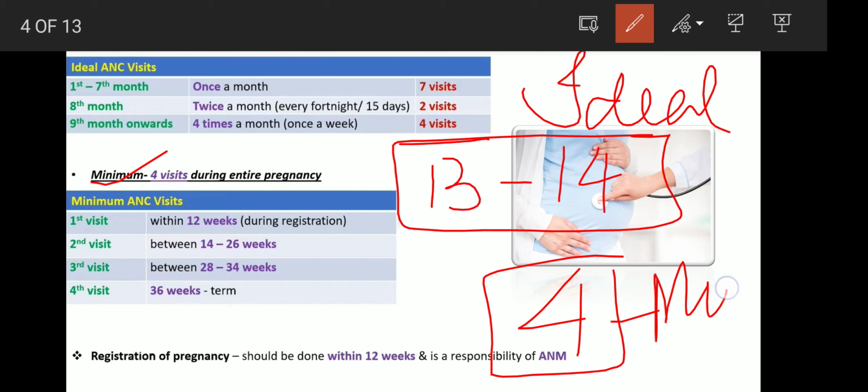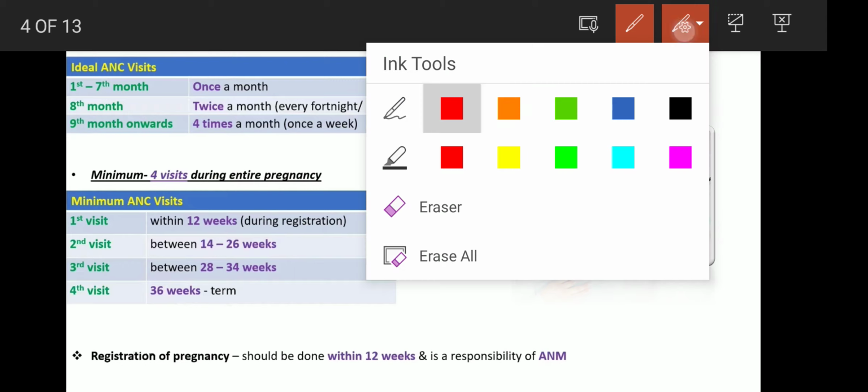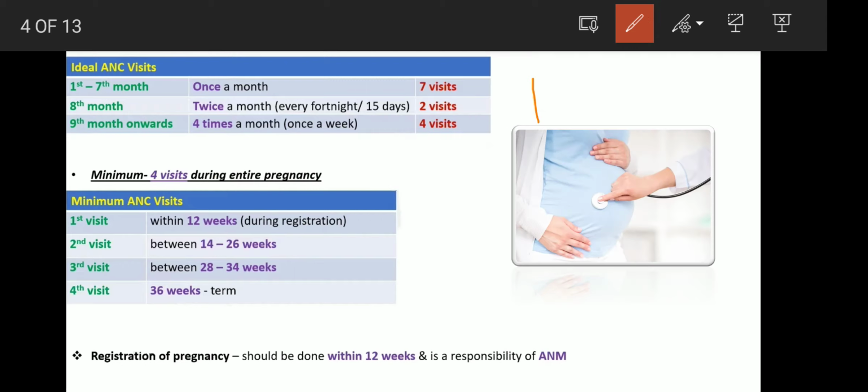Starting with the ideal visits, they are made from the 1st to the 7th month. Once a month, 7 visits are made. So per month there is 1 visit, and in total 7 visits are made.